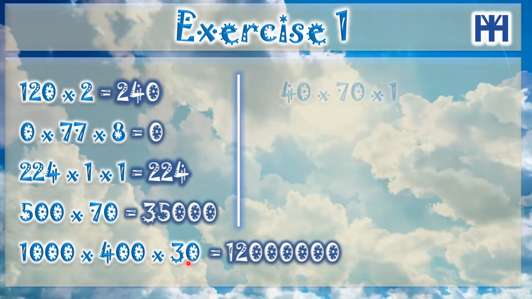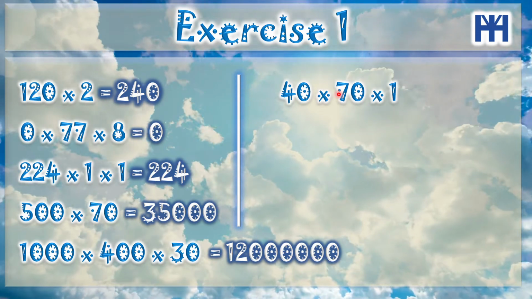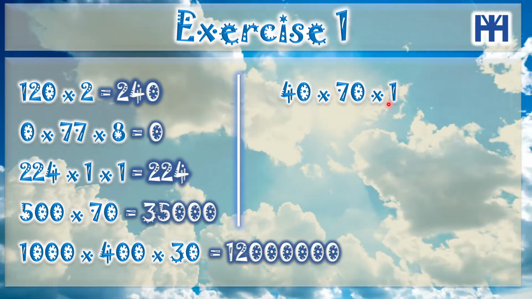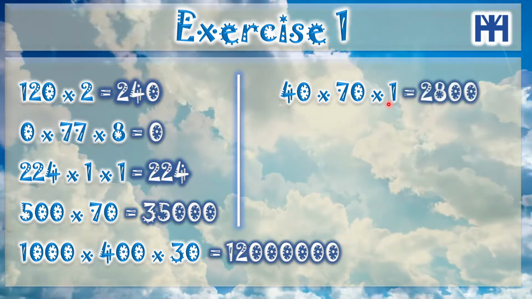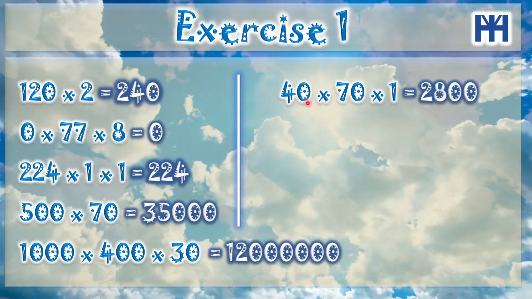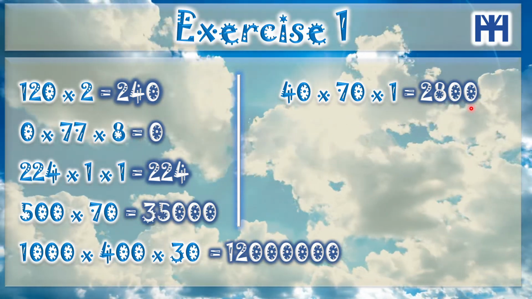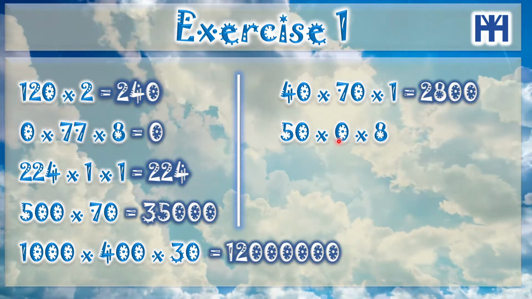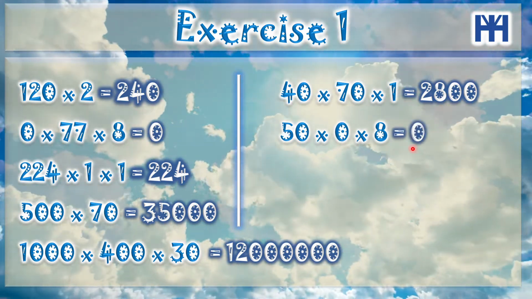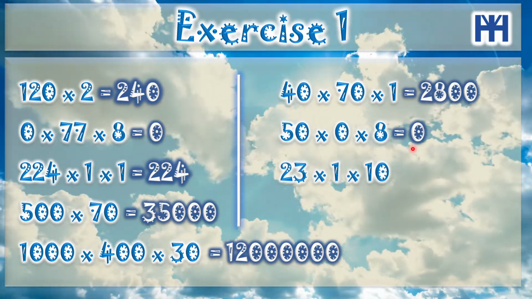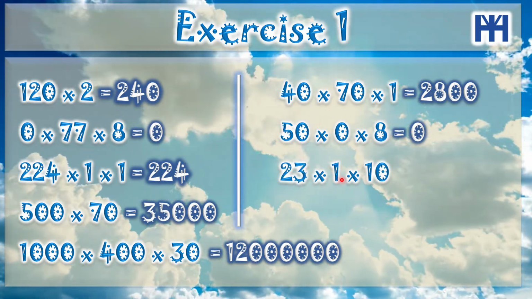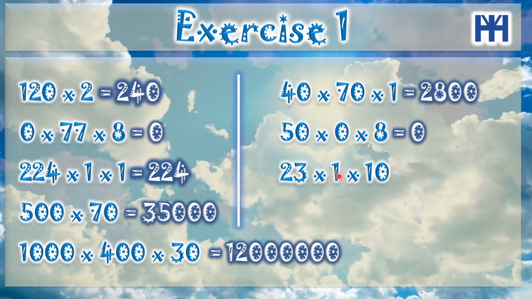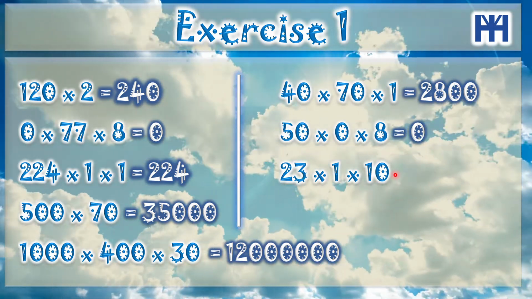Okay, let's see here what we have next. 40 times 70 times 1. You can even neglect the 1 as if you have never seen it. Okay, it's 4 times 7. 4 times 7 is 28. Add the 0 of the 40 and the 0 beside the 7. So it's 2800. Okay, 50 times 0 times 8. Anything multiplied by the 0 will remain the 0. So they're all 0. Okay, 23 times 1 times 10. You can neglect the 1, because anything multiplied by the 1 will remain the same. So 23 times 10 is 230.